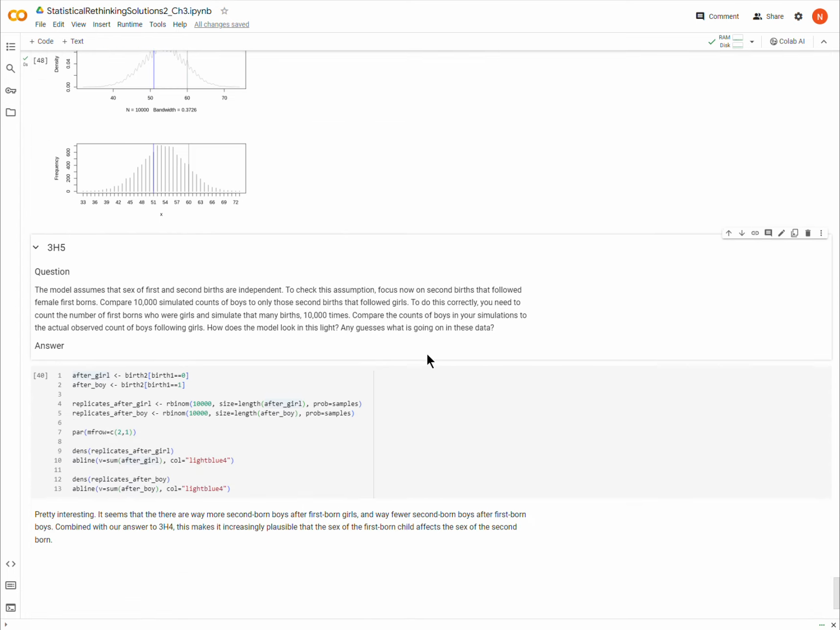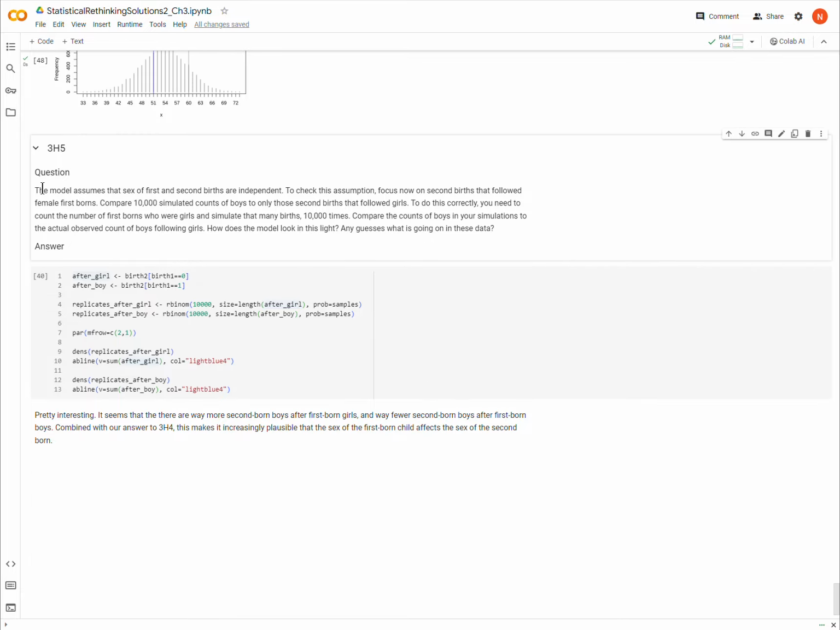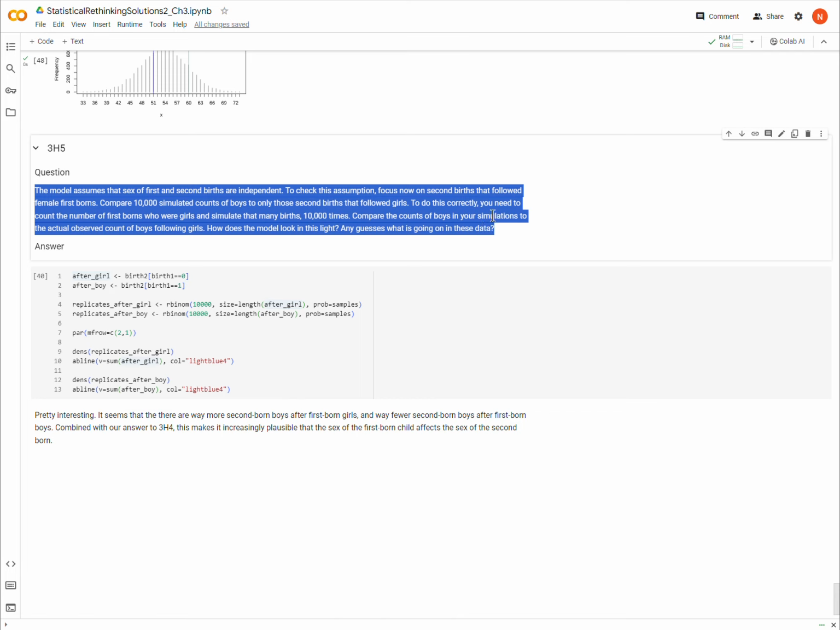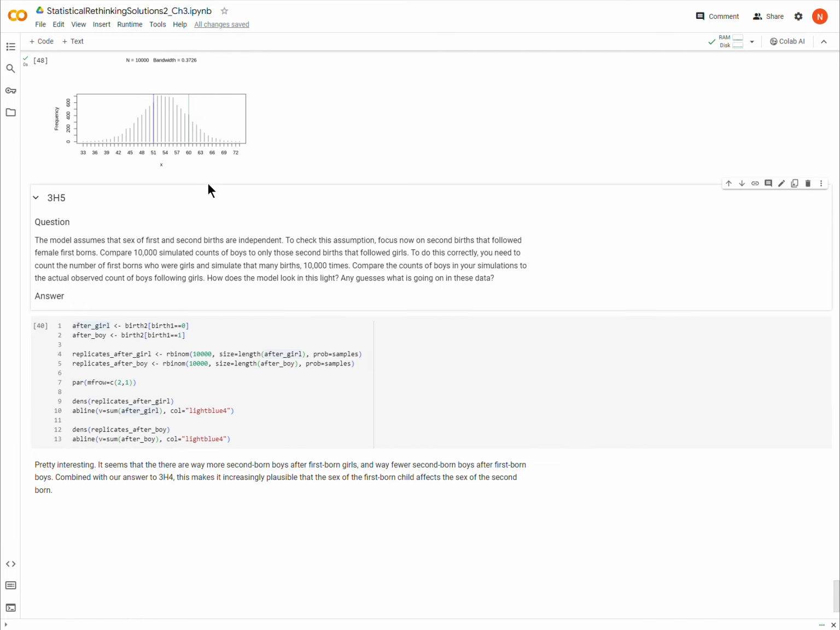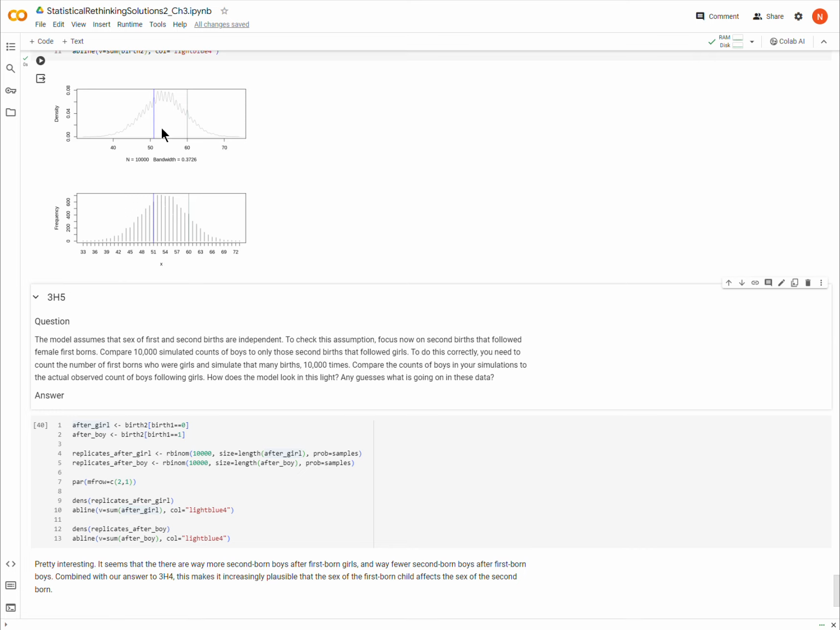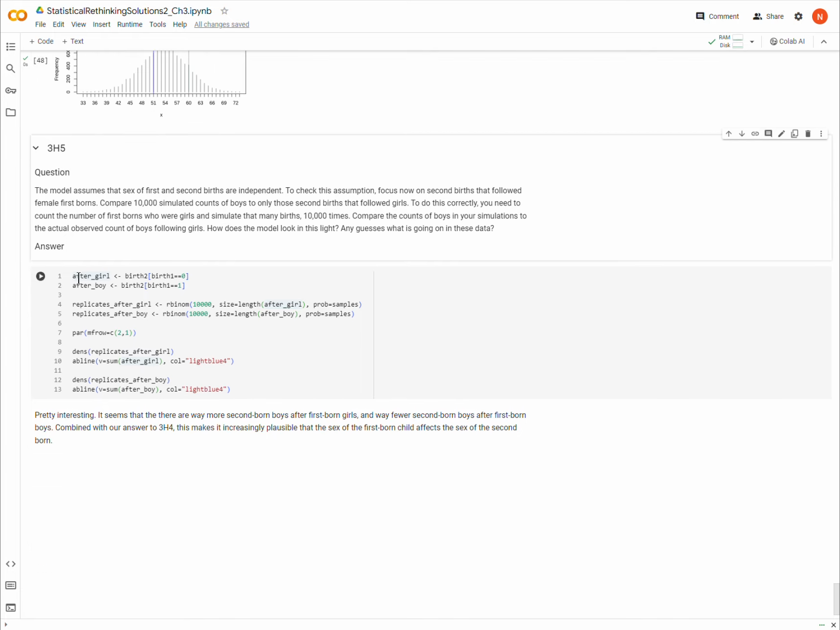So in question 3H5, you can read the question for yourself, and we're going to address the question, but I'm going to expand on it. So what we're trying to do is to see how well our model predicts the secondborn, especially because in the posterior predictive check above, it seems like it's possibly not doing a great job of predicting that secondborn. So I'm going to partition out my data.